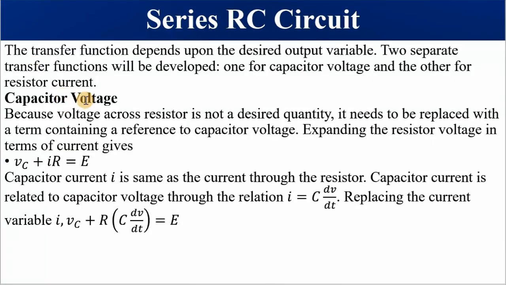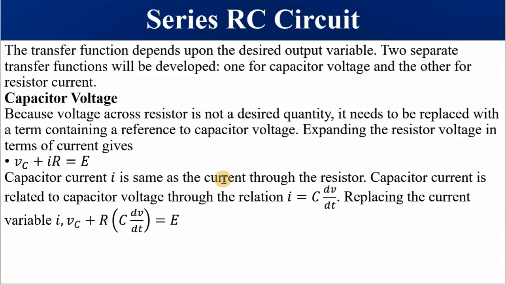We will start with the capacitor voltage. Because the voltage across the resistor is not a desired quantity, it needs to be replaced with a term containing a reference to the capacitor voltage. Please take note. So we are going to expand the resistor voltage in terms of current, because the current has a relationship with the capacitor voltage. So the voltage across the capacitor plus IR is equal to E, where I is the current flowing through the resistor and also the current flowing through the capacitor.